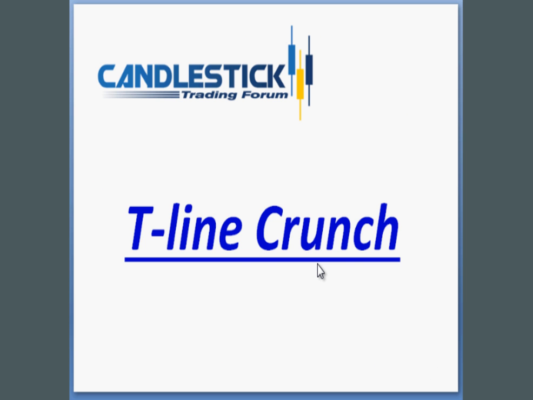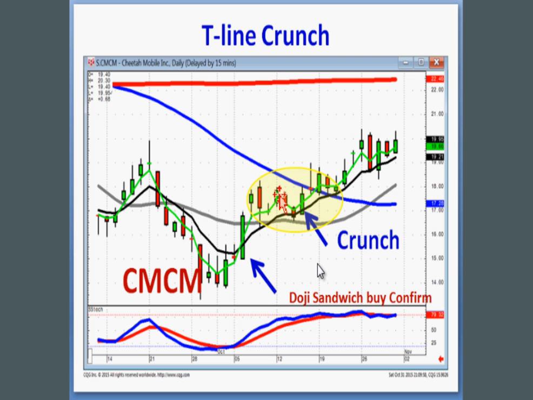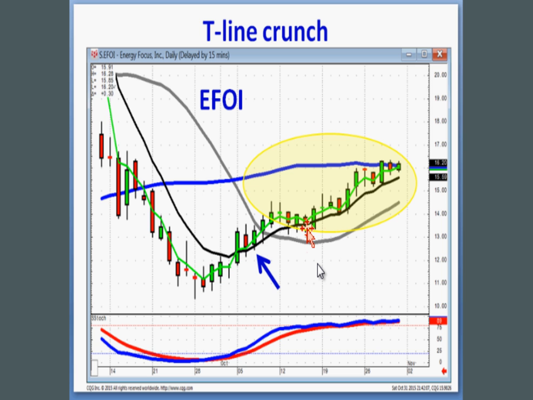So the T-line crunch versus the bobble is that the T-line crunch doesn't necessarily ever get up to the resistance level, but you can see how the T-line just keeps crunching it up right through that resistance level. So anytime I see a setup like this, where I may have bought down here, I'm just going to stay long. And what do we usually expect once we get up here to a major resistance level? Some profit taking. But if they can't get it back below the T-line, we know to hold on to it because it's more than likely going to push through that level.